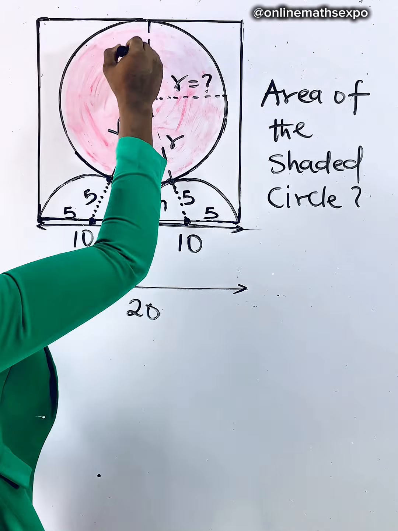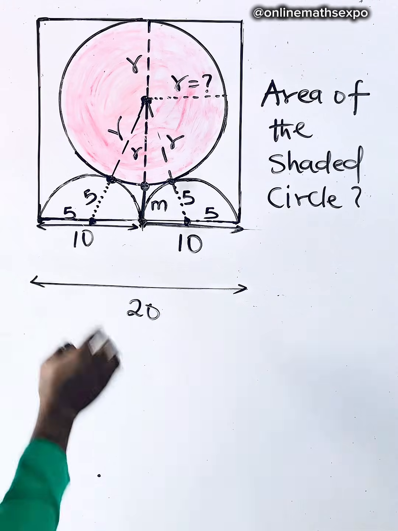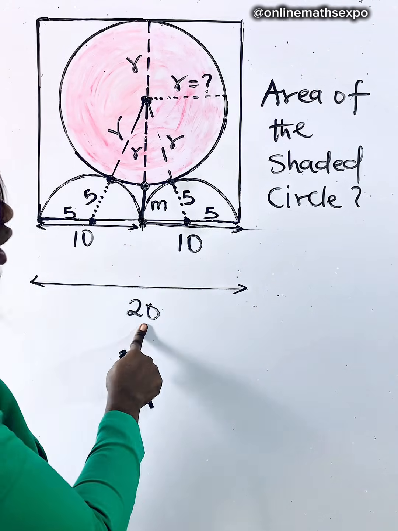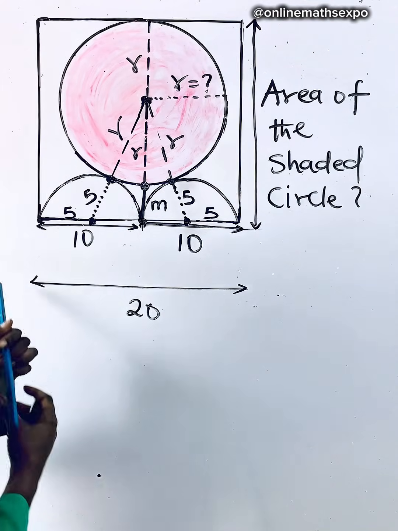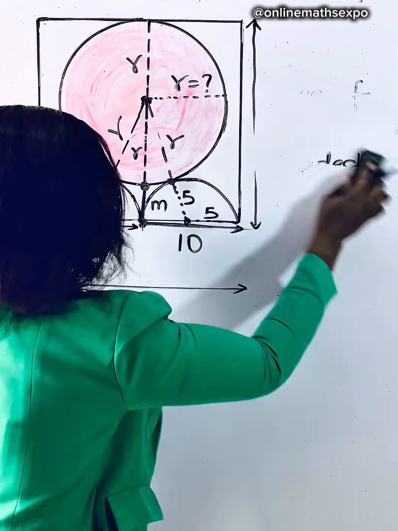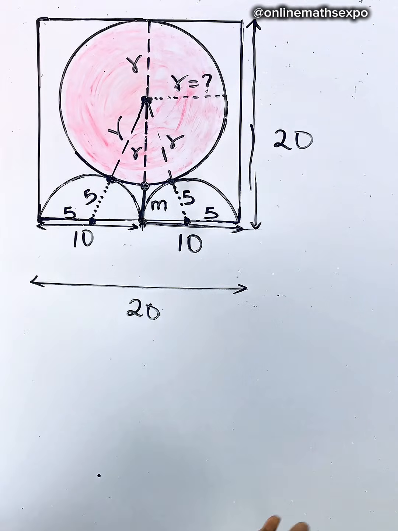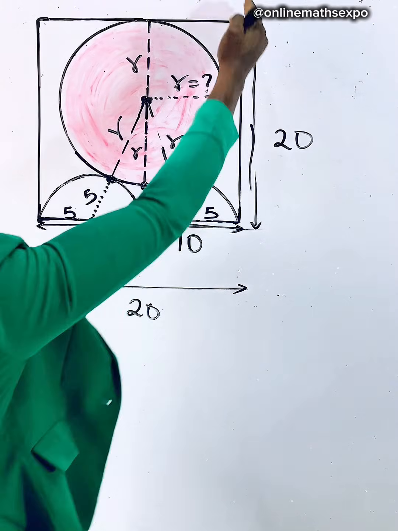And this also becomes the radius of the circle. Also remember, if this length measures 20 units, because it's a square, the whole of this length also measures 20 units. We can take this part off. Now, if this length measures 20 units, what did you observe?